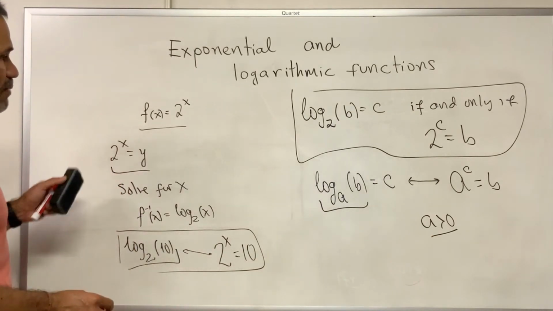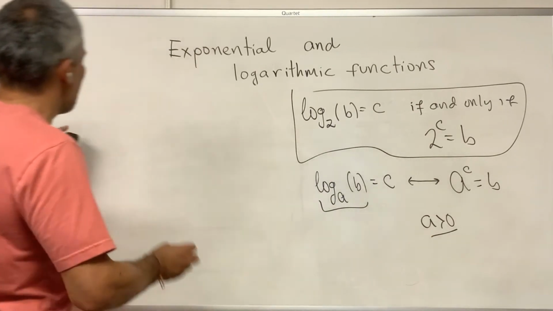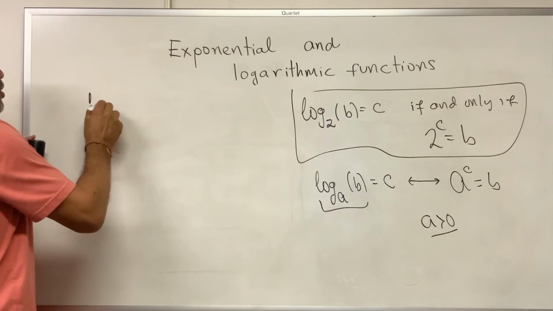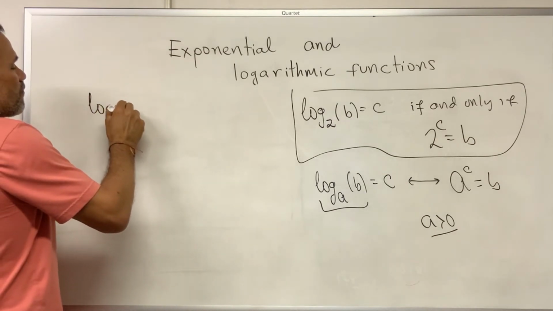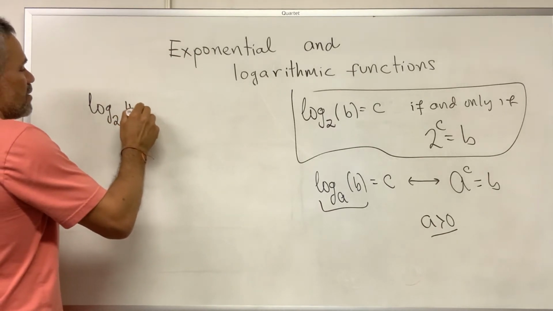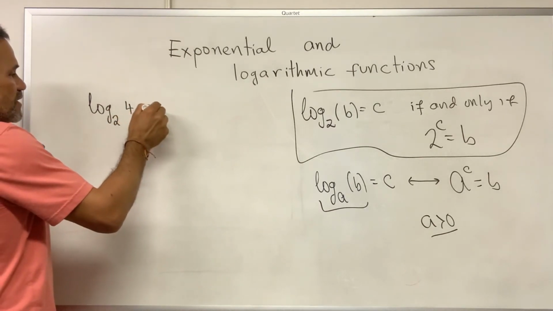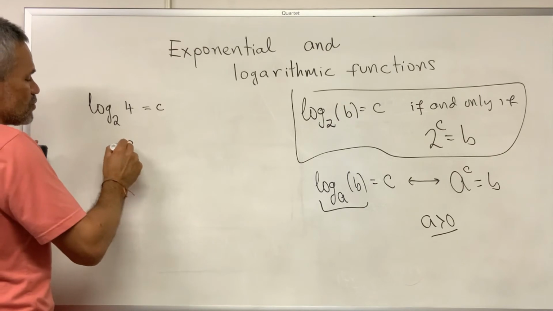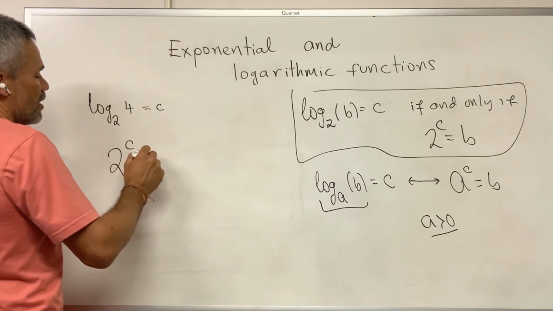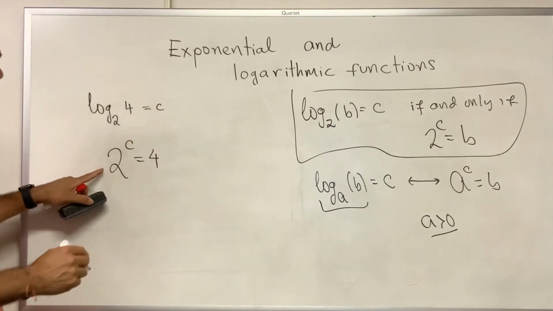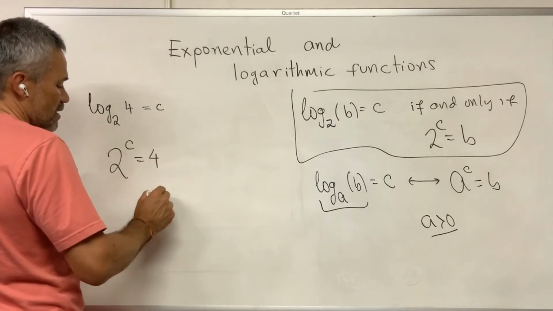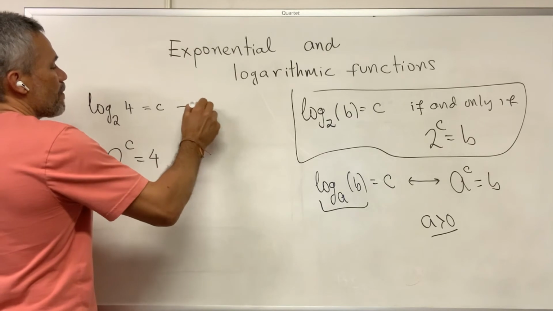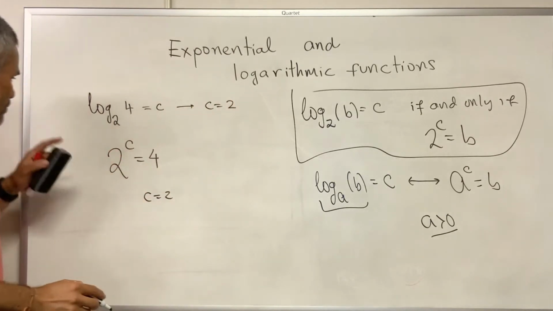Let's do some examples. If we want to compute log in base 2 of 4, then we have to solve, let's call this c, the equation 2 to the c equal 4. We have to find the exponent, and in this case the exponent is 2. Then c must be 2.